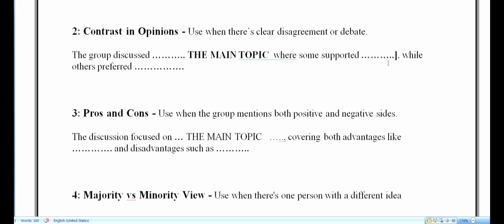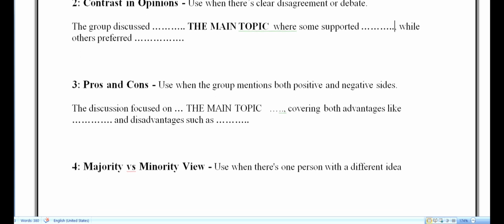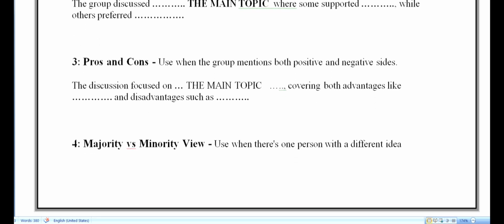Right. The third one is about the pros and cons. Use it when the group mentions both positive and negative sides. The discussion focused on the main topic, covering both advantages like so and so and disadvantages such as so and so.